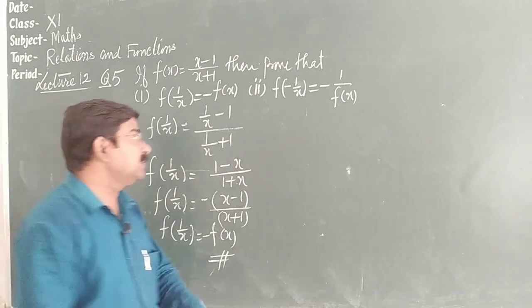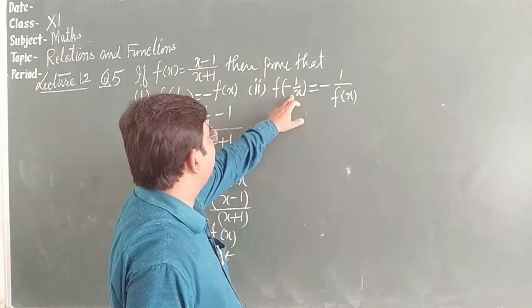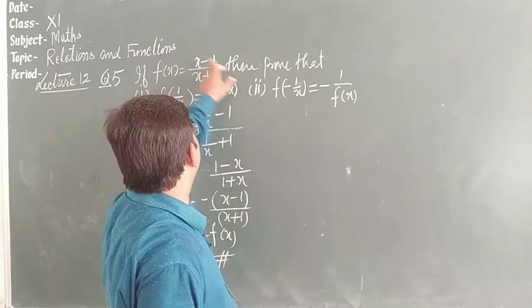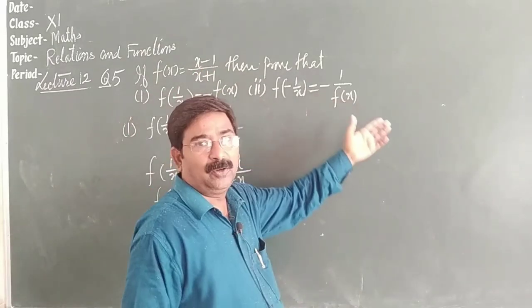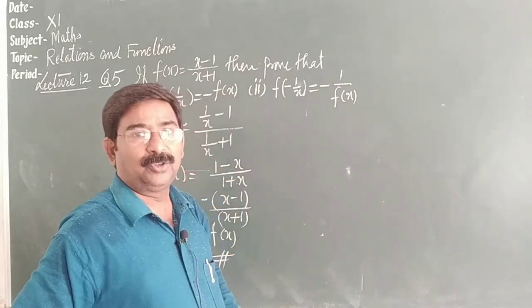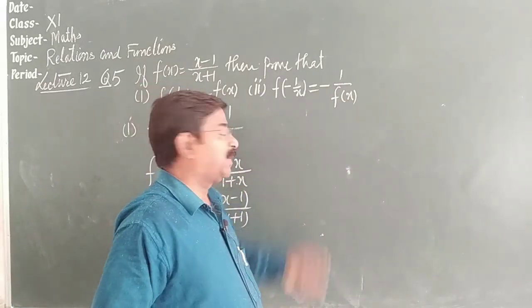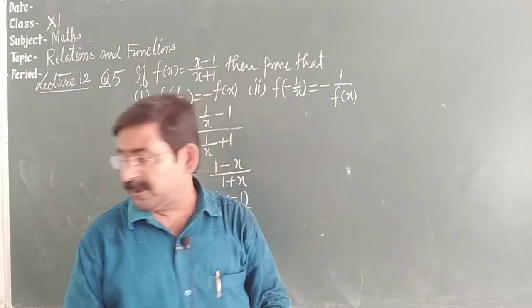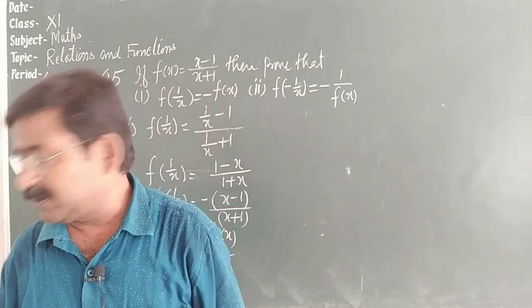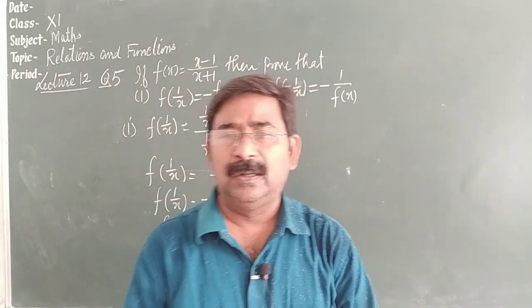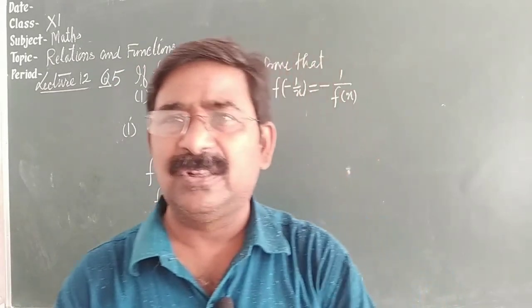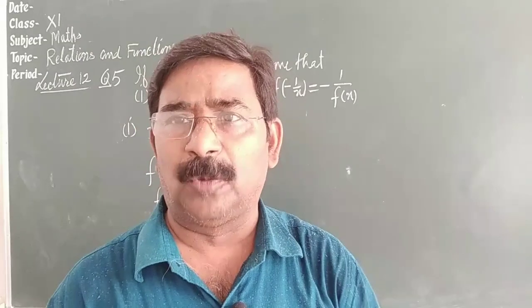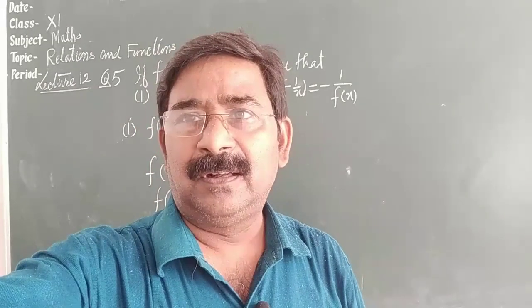In the second part, you have to write −1 upon x in place of x and simplify. You will get this kind of answer. Got it? So you have to try this second part yourself. So today we have solved 5 questions, and in my next lecture we shall see some more extra questions, or we can start a new topic. Till then, have a good day.